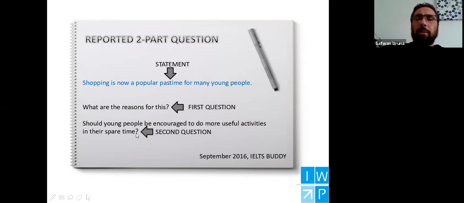And then we have an opinion question here, yeah? Should people be encouraged to do more useful activities in their spare time? So is this a good idea? Yeah, is this a good idea that people do more useful activities? So these are 2 random questions. One of them is asking for causes, and the second one is asking an opinion question. So you have a combination of questions there.